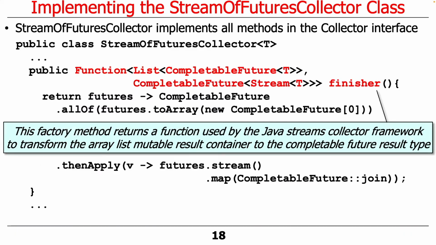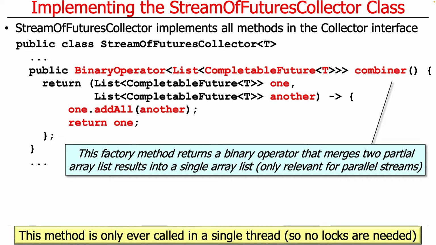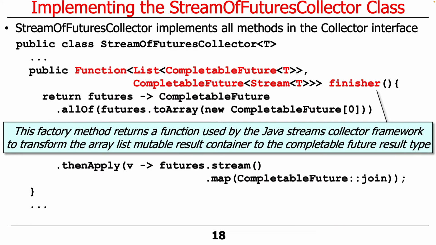Now, it turns out this particular approach is only needed for parallel streams, and we don't use a parallel stream here, but we need to add it anyway. And the final important key method is the finisher method.